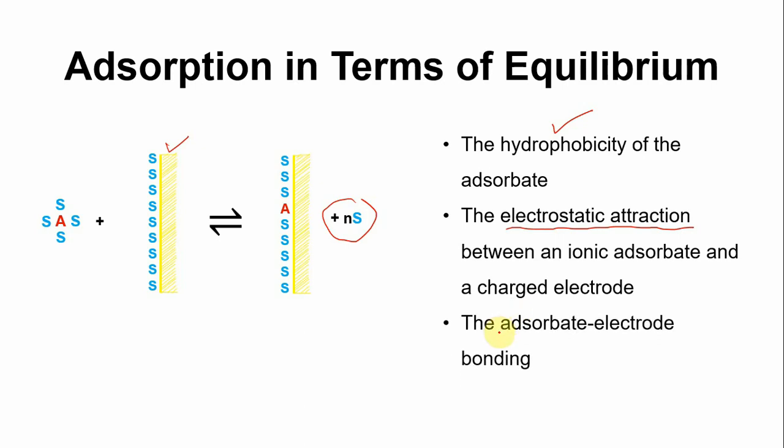So the third one is the adsorbate-electrode bonding, which can also be a factor and can affect this adsorption in terms of equilibrium. So in other words, although there is no electron transfer, still the nature of charge on the adsorbate ions and on the adsorbent will matter, and this can be affected by the external power supply which is connected.